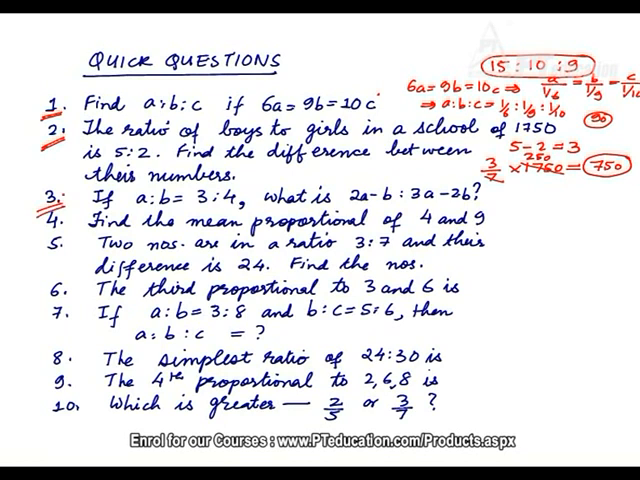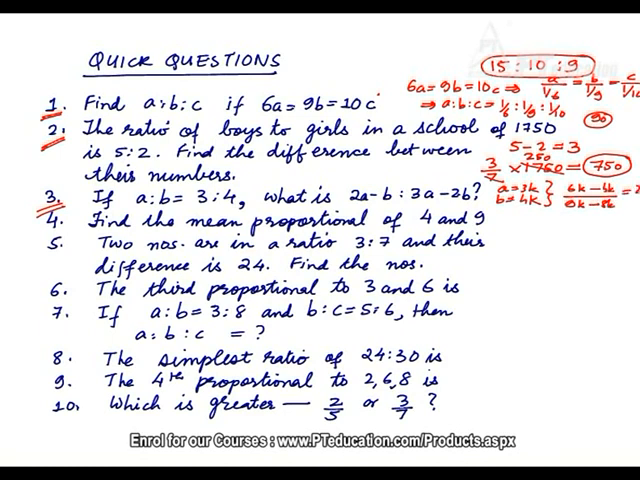Question number 3. If A is to B is equal to 3 is to 4, what is 2A minus B is to 3A minus 2B? Simple. Use the substitution method. Let A is equal to 3K and B will be what? 4K. Just put these values in this expression, 2A minus B upon 3A minus 2B. So you will have 2 into 3K, 6K minus 4K upon 3 into 3K, 9K minus 2B, 8K.